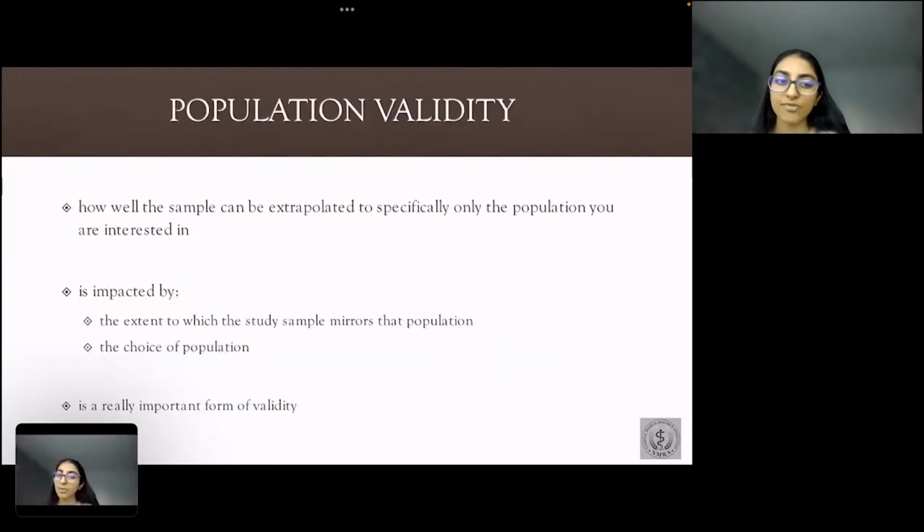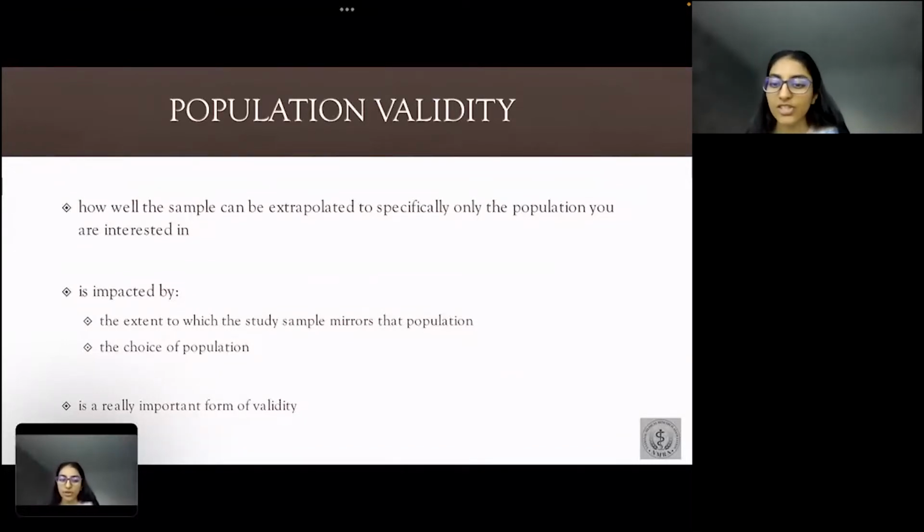Okay, so population validity. Population validity is how well your sample can be extrapolated to specifically only the population that you're interested in, and that's where the name comes from. Population validity is impacted by the extent to which the study sample mirrors that population and that choice of population. And within population validity, non-probability sampling methods tend to come into play.